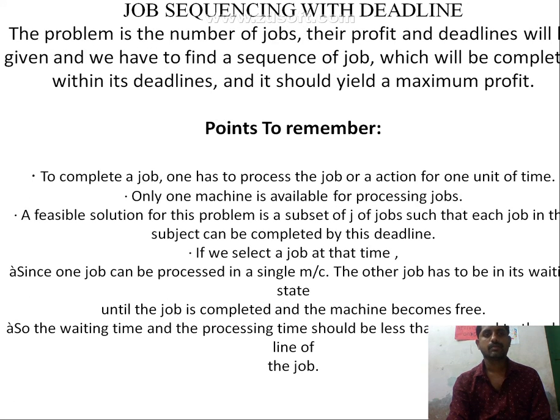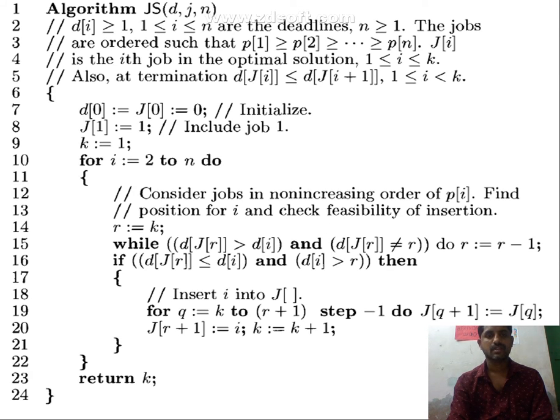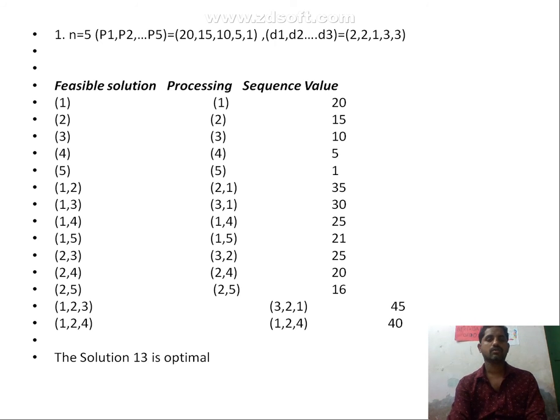See, the problem is that the number of jobs and their profits and deadlines will be given, and we have to find a sequence of jobs which will be completed within its deadline, and it should yield a maximum profit. Okay, this is an algorithm, and how to perform it: n equal to 5, the profits are 20, 15, 10, 5, 1, and deadlines are 2, 2, 1, 3, 3.